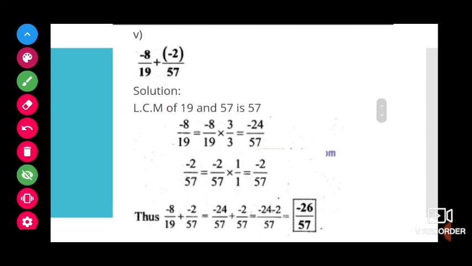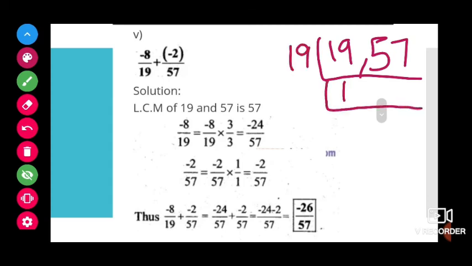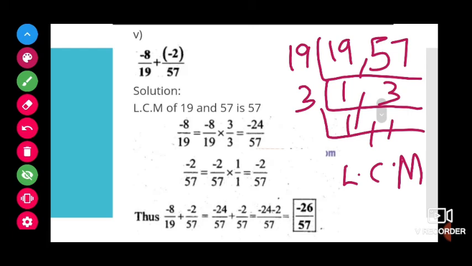Next one, minus 8 by 19 plus minus 2 by 57. Here both the denominators are different and a little long, so take the LCM of 19 and 57. Both will go in the 19 table: 19 ones are 19, 19 threes are 57. Next the 3 table: 3 ones are 3, and so on. So the LCM is 19 threes are 57.